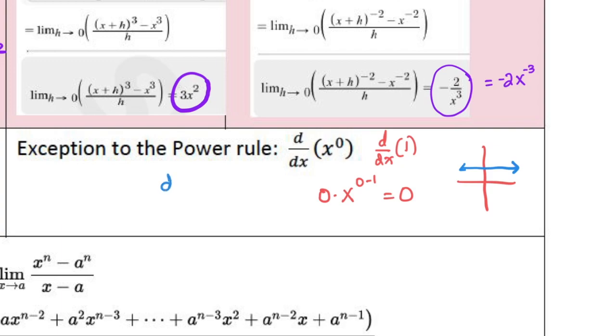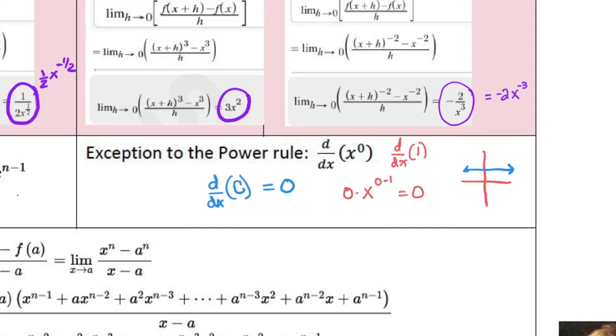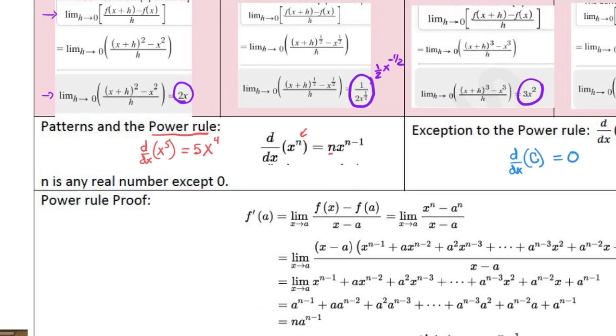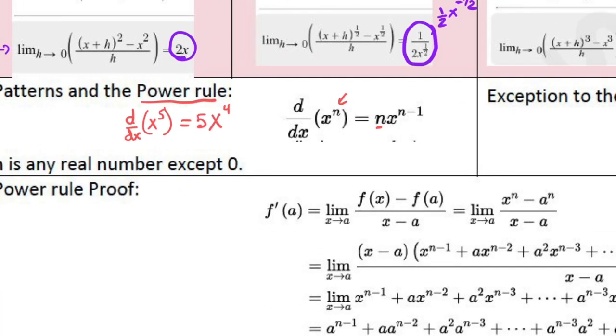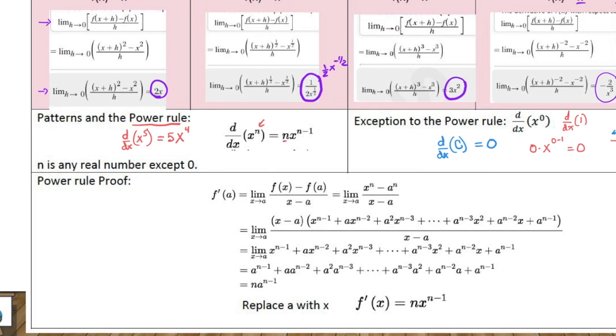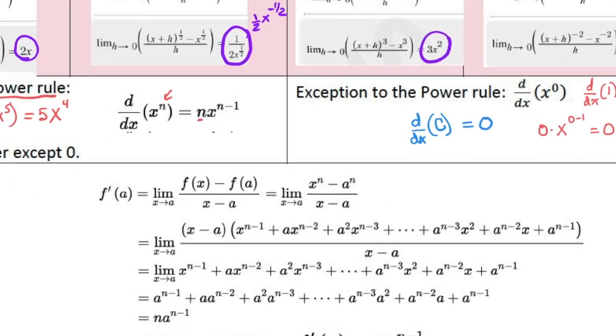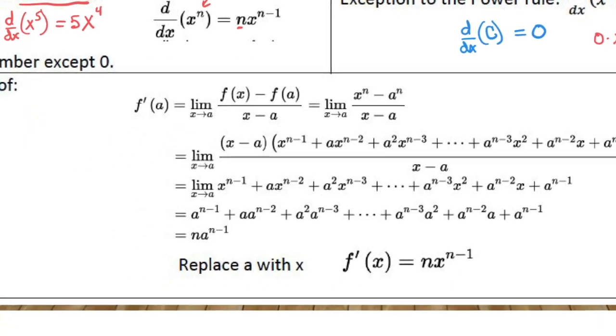Well, what if we were to do that for any horizontal line? The derivative of any constant or horizontal line is actually 0. So we have a power rule that works with any exponent, x to the 4th, x to the 5th, x to the negative 1/2, and it also works for any constant. The derivative of a constant is 0.